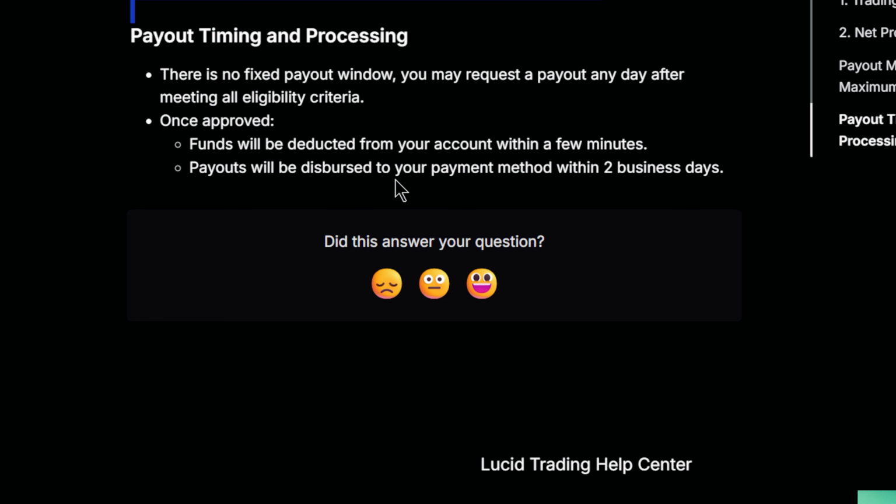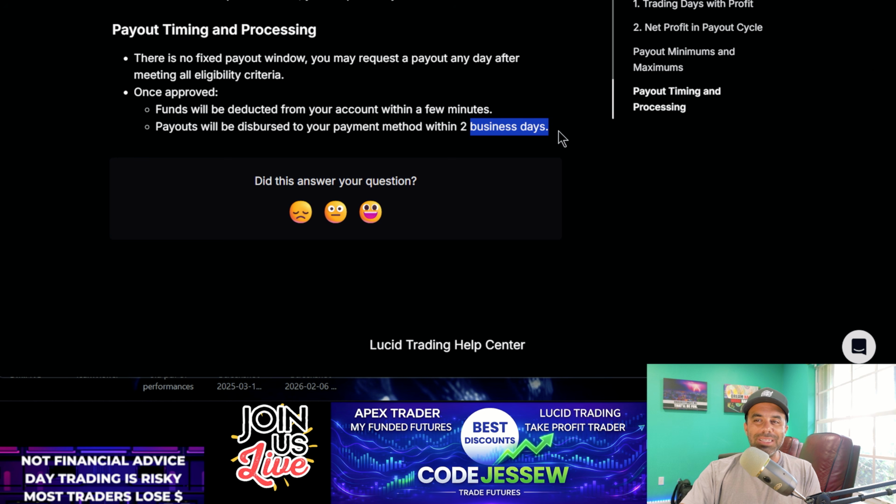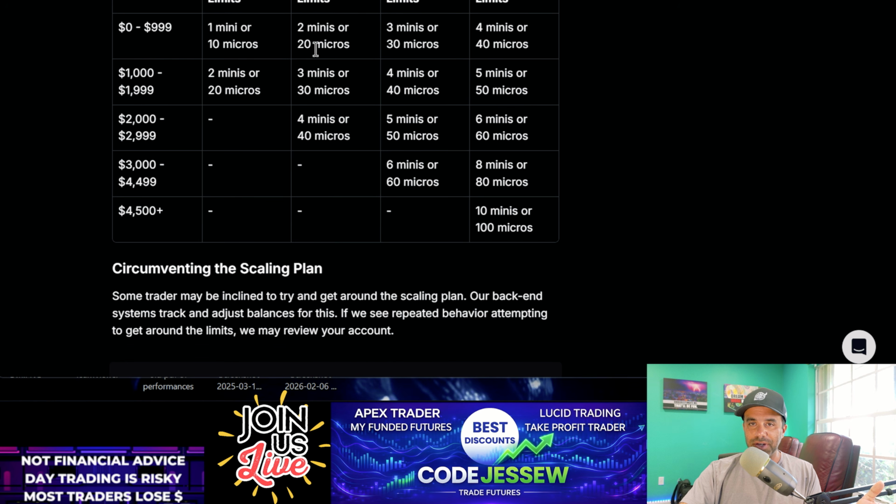Payouts will be dispersed to your payment method, meaning your bank account, wherever you choose to get paid through. It will be sent there within 2 business days. Very important: business days. Don't put in a request on Friday and be asking on Saturday morning, where's my money? Nor on Sunday.